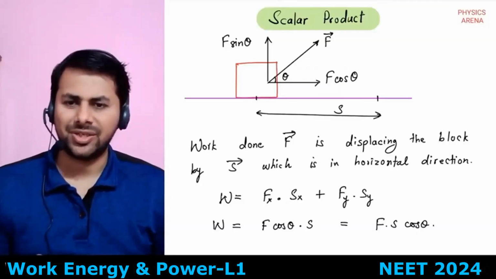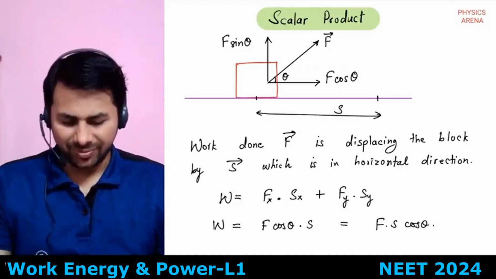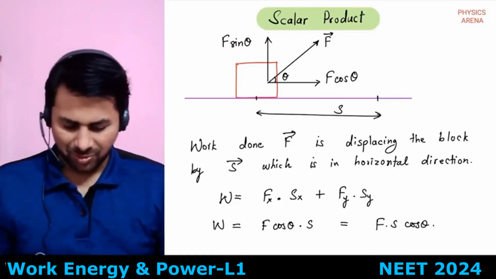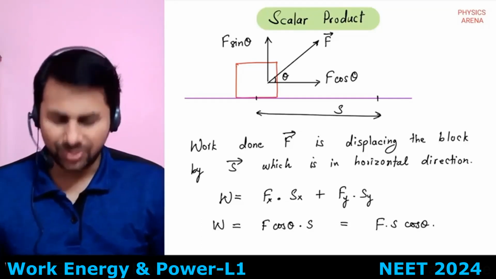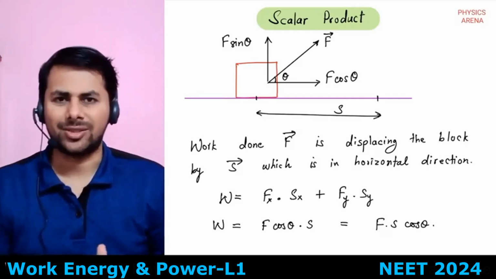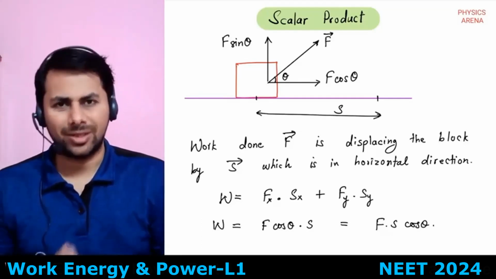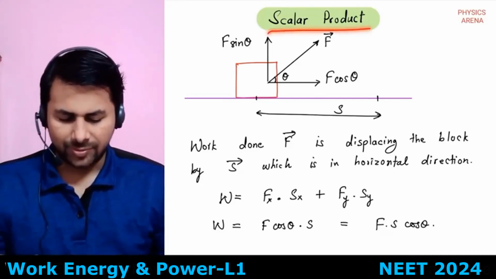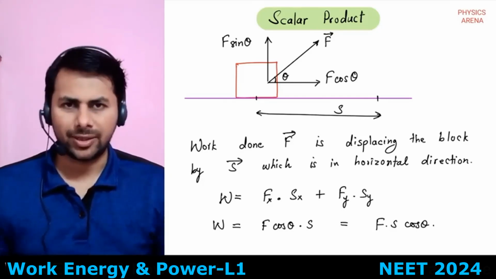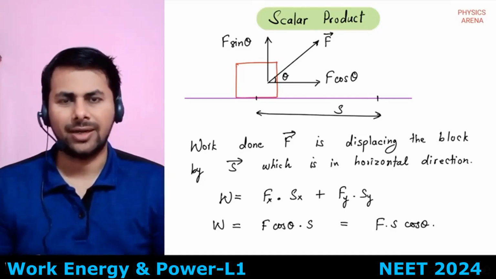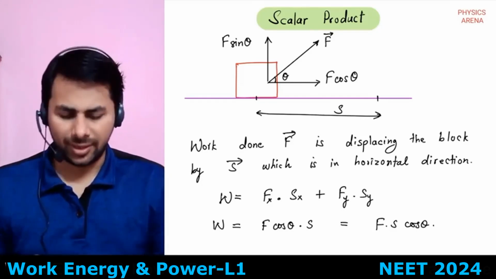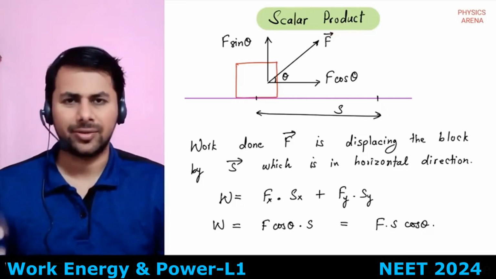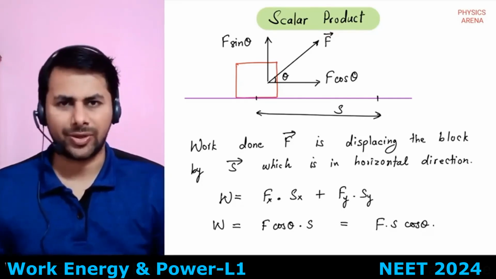So let's begin with the next chapter, work, energy and power. Before learning about work, we need to understand the scalar product of vectors, and we'll also see the vector product of vectors. So what is scalar product? Suppose you have two vectors, you take their product and the resultant is a scalar. Then in that case, the product is known as the scalar product.